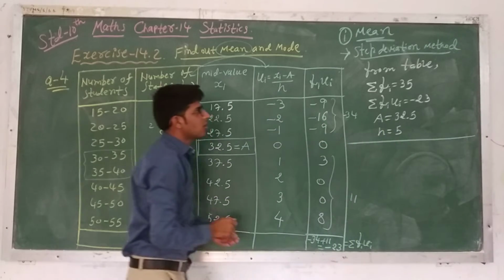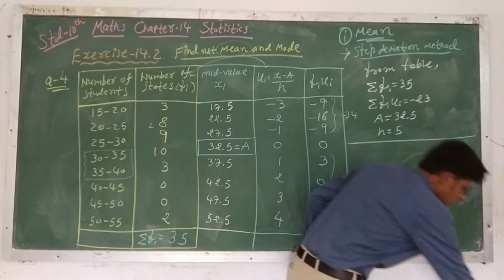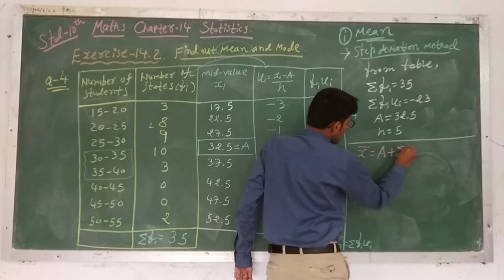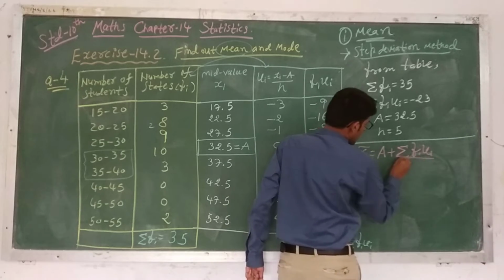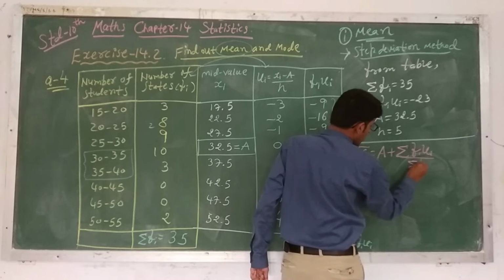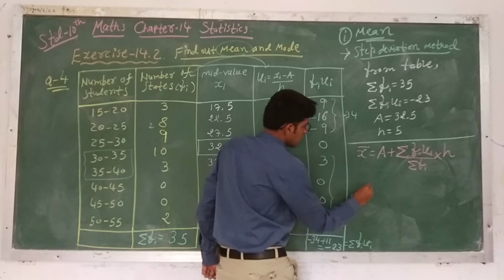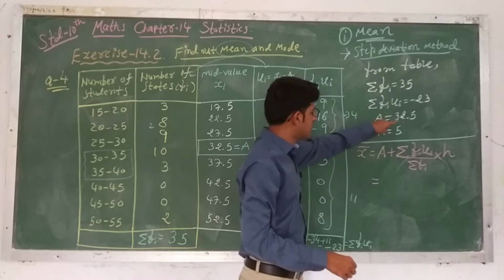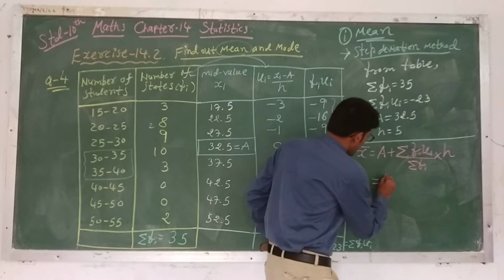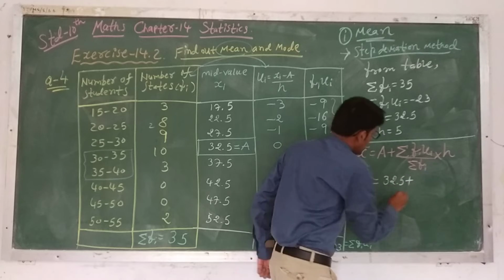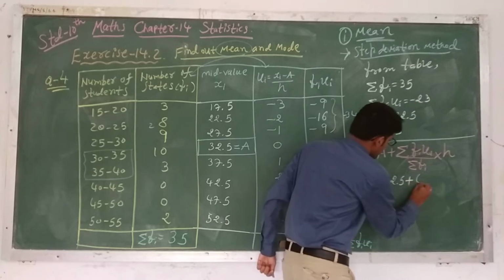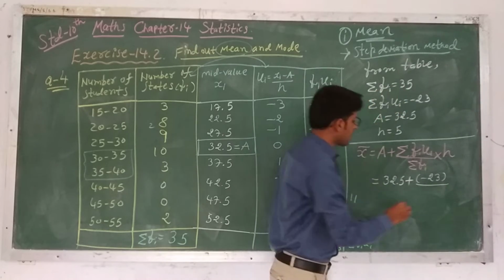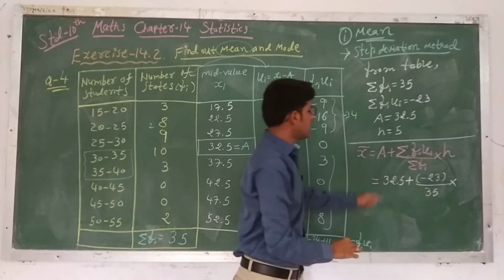Now we have to apply the formula of mean. So write down x bar is equal to a plus sigma fi ui divided by sigma fi or n, multiplied by h. Now putting the values of sigma fi ui and h. The value of a will be 32.5, so we put 32.5 plus sigma fi ui, which is minus 23. So write in bracket minus 23 divided by 35, because the value of sigma fi is 35, multiplied by 5.